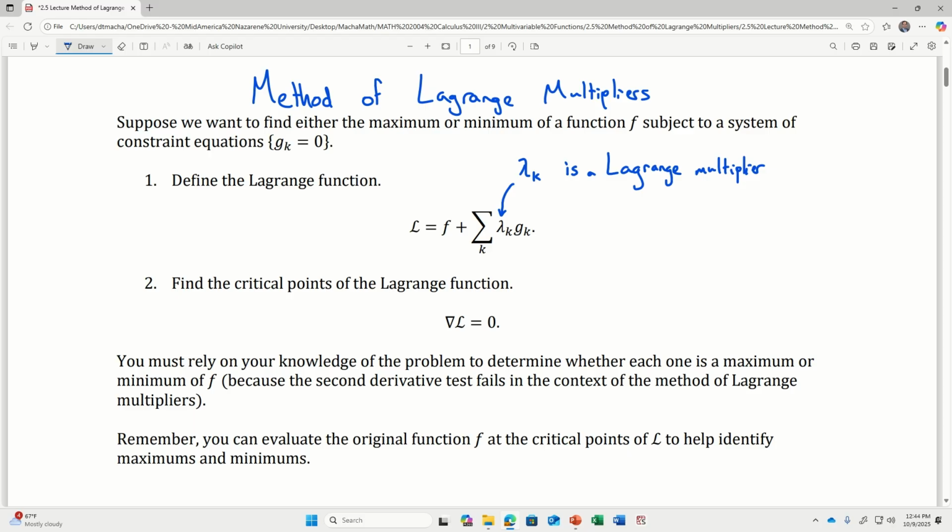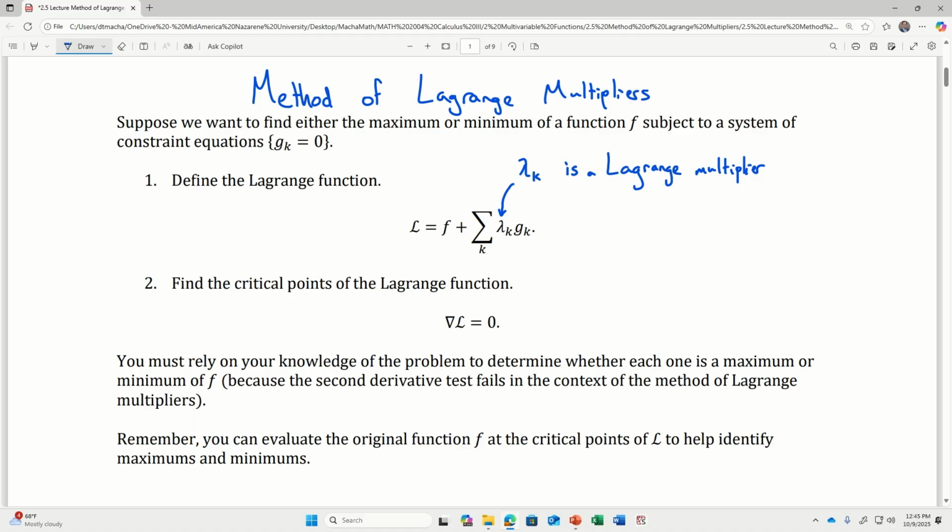After I've defined what this Lagrange function is, we find the critical points. That means you take the gradient of the Lagrange function, set it equal to the 0 vector, and make sure that every entry in the gradient of the Lagrange function is set equal to 0. You're going to end up with a system of equations, and you just have to solve that system of equations to get the coordinates of all the stationary points, right? And then after I have the coordinates of the stationary points, we know that every stationary point could be a maximum, could be a minimum, could be neither.